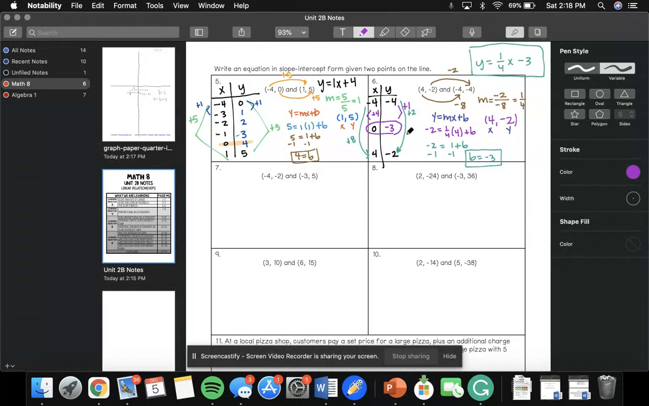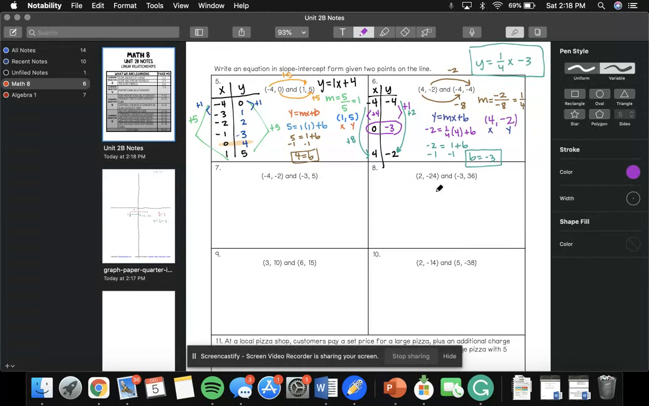So it is really cool that it works a bunch of different ways. You just have to pick which way is the most efficient for you, because honestly, the graphing way is fine for these two problems and even for probably these two problems, but I'm not going to have any fun trying to graph (2, -24) and (-3, 36) or 38 or something like that. So I would maybe try another way that's more effective than graphing.